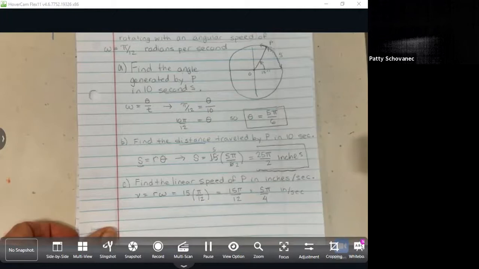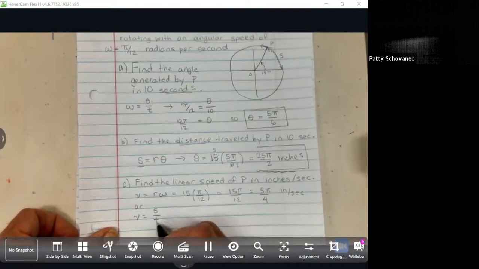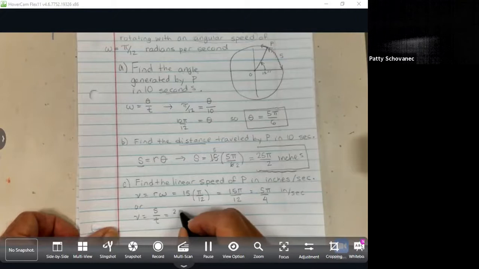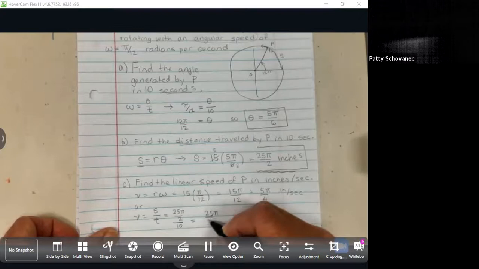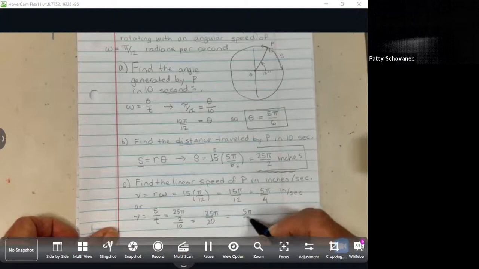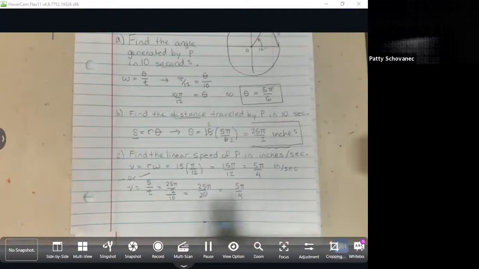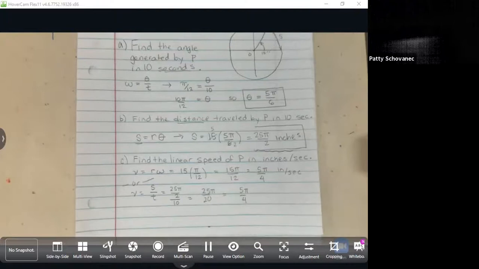If you wanted to, we could have used V is S over T. We just found S. S was 25 pi over 2. The time that it took to do that movement was what, 10 seconds? So I've got inches in the numerator, seconds in the denominator, and that gives me 25 pi over 20. And again, that reduces, both of those are divisible by 5. So you could have used either way. When it told me inches per second, I decided this was the easiest, but you call what you want. You can do either formula. They're all equivalent.